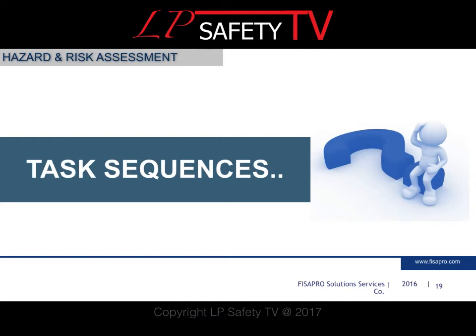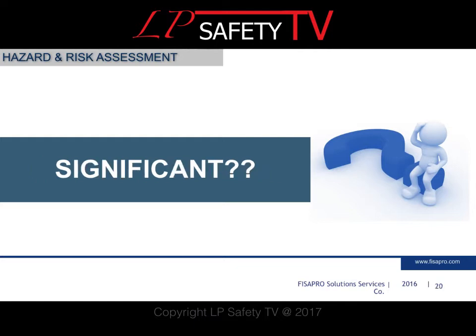All of the sequences come from the first column in our risk assessment. That is your job scope itself, or the task, or the activity itself. So you need to make sure all those things are significant. Otherwise, there will be a problem for you. You will be solving problems that are not really the problem itself.